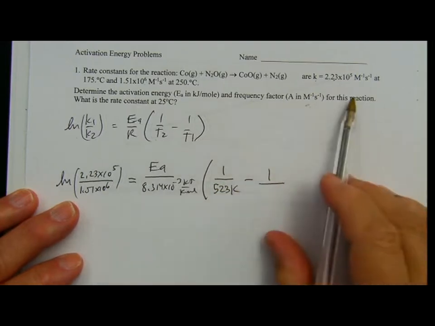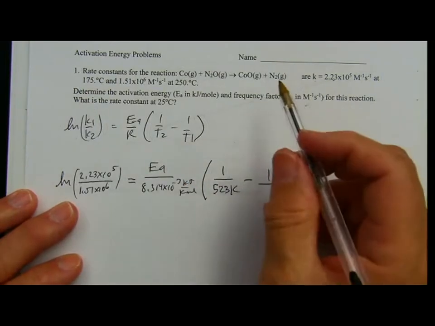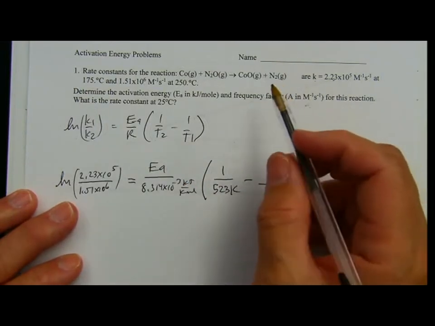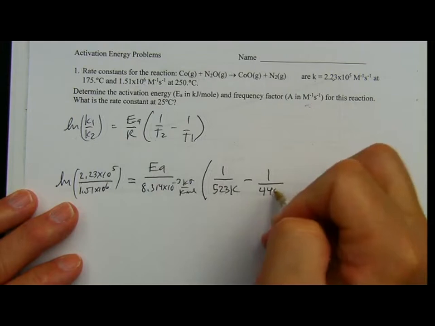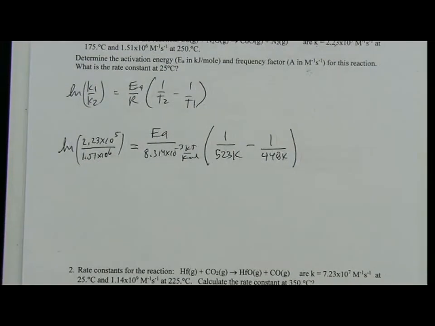And the other temperature is 175, so 448. All right, so you can try and do that algebraically, or maybe we ought to just learn how to use the solve function on our calculator now. Does that sound like a good idea?